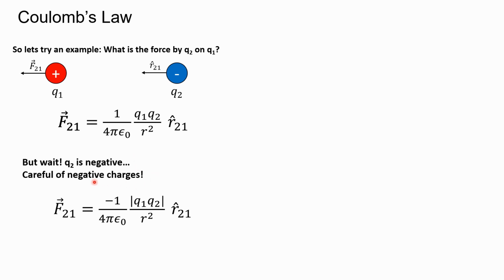So instead, it could maybe be written more clearly like so. F21 is equal to negative 1 divided by 4 pi epsilon naught, the absolute value of Q1 times Q2 divided by R squared, and then the unit vector R21. So if we want to draw the vector correctly, now that we remember to take into account the negative sign, it would instead look something like this. Now we are correct in our thinking that opposites attract, and we have the correct direction of the force.